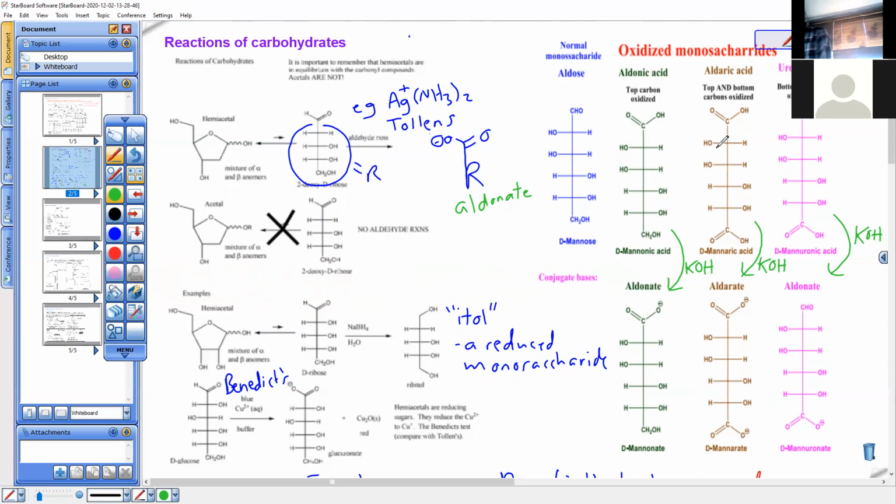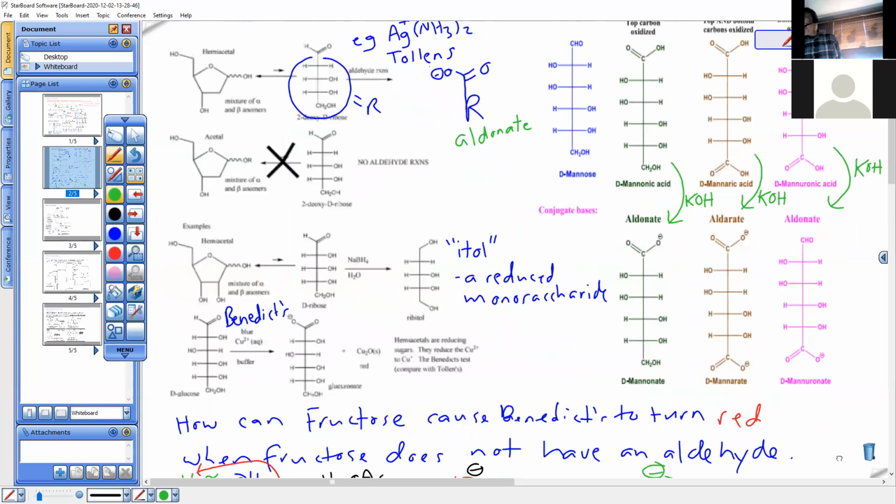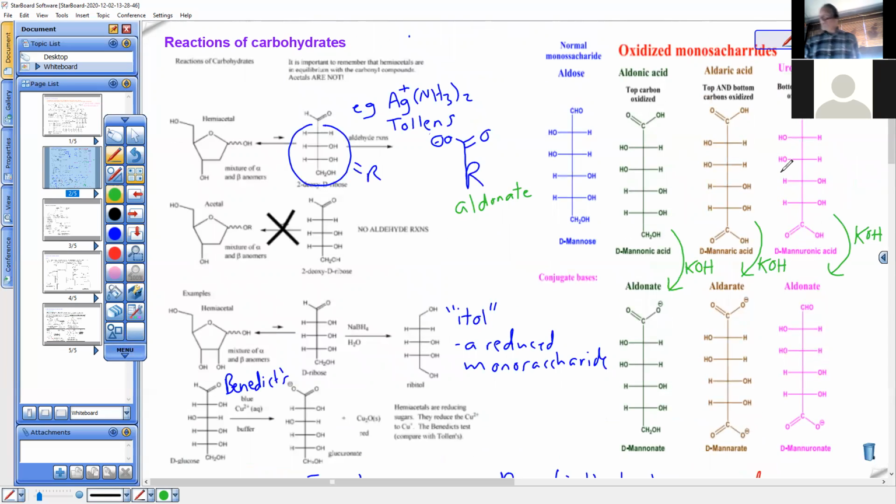And you need to know what a uronic acid is as well. A uronic acid doesn't touch the top position. It only oxidizes the bottom position to make a uronic acid. An enzyme would do that. And this one would make mannuronic acid. And kind of the conjugate base, careful how you say that one. You might need to go to the restroom if you don't say it right. Mannuronate. And that's all you need to know about oxidized monosaccharides and reactions of reducing sugars.